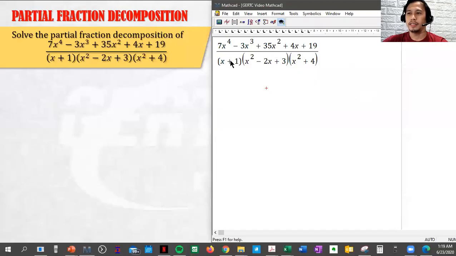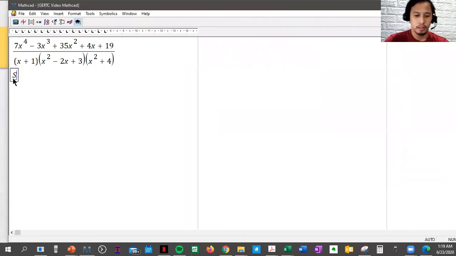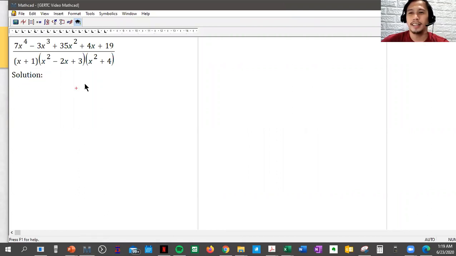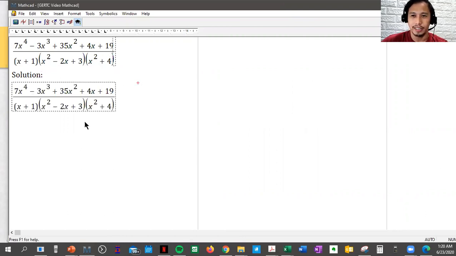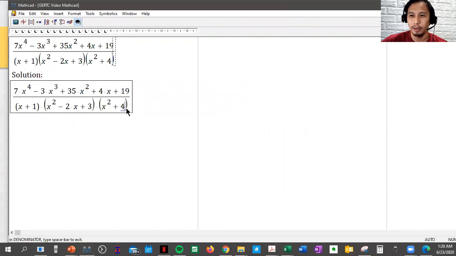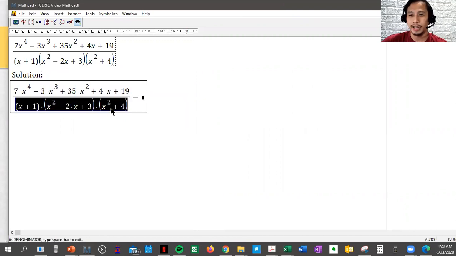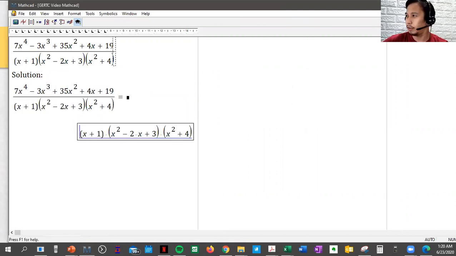So let's solve this. Okay, so what is its solution? Now, as we can see, good thing that this is already written in factored form. If it's not, that would be difficult, no? Honestly, it would be difficult if this is expanded, like this would be difficult if it is written in this form, no?